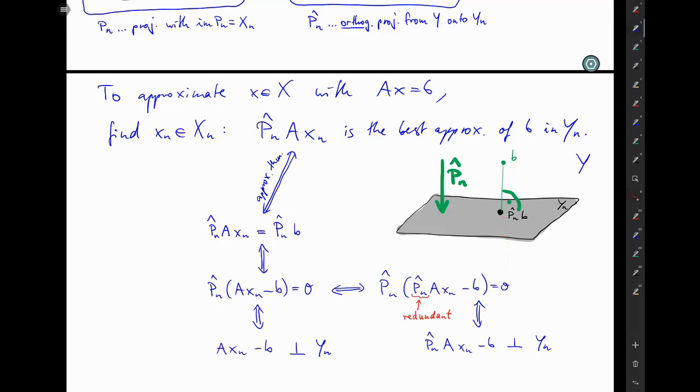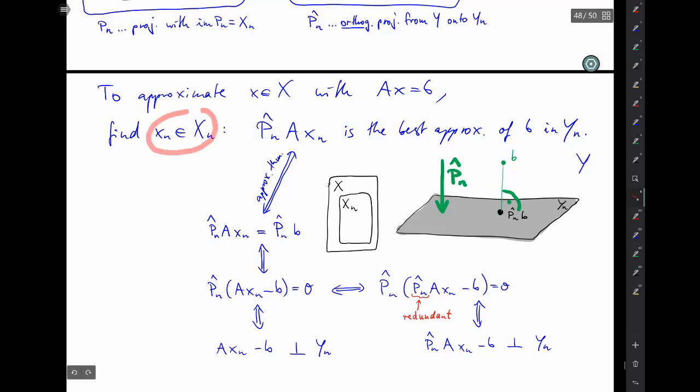Okay, and now over here in a completely different world, there's your space X and your subspace Xn, and your approximate solution little xn comes from Xn and is such that your operator A brings you over to that world here to a point that, if projected down to Yn, ends up at the very same point as B did when it was being projected down to Yn, orthogonally using the orthogonal projection Pn hat.